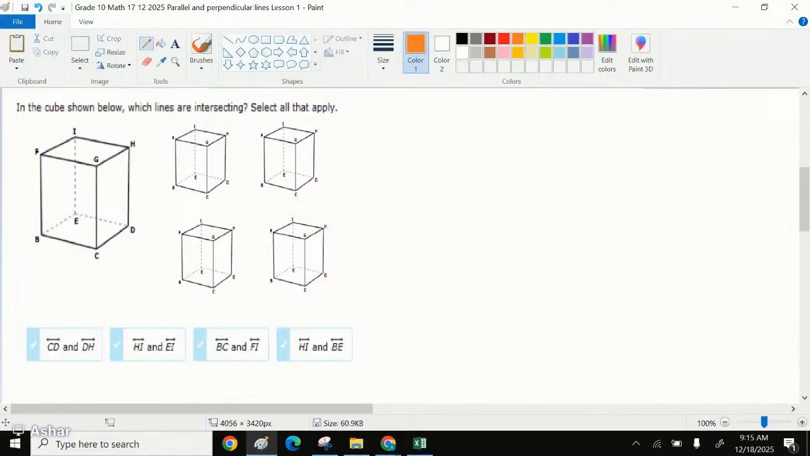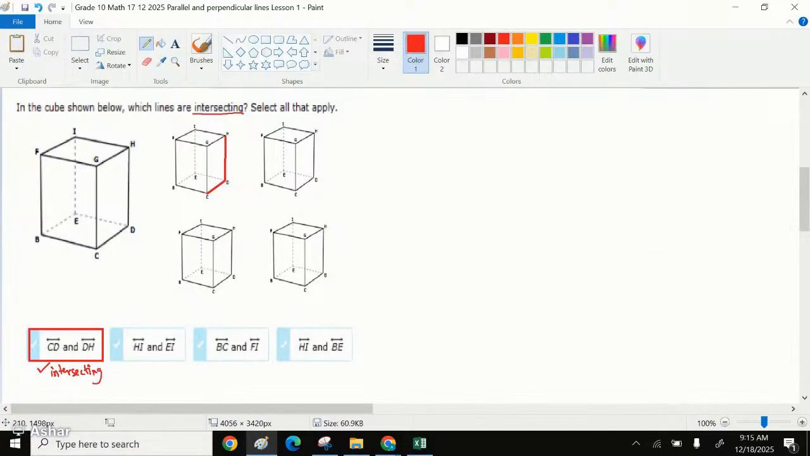Okay, so we need to check CD and DH. Let's find where CD is. This is CD and this is DH. So can we say, are these lines intersecting? Yes, they are intersecting.